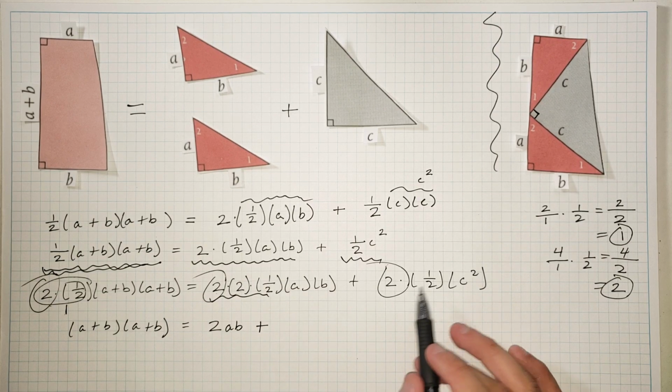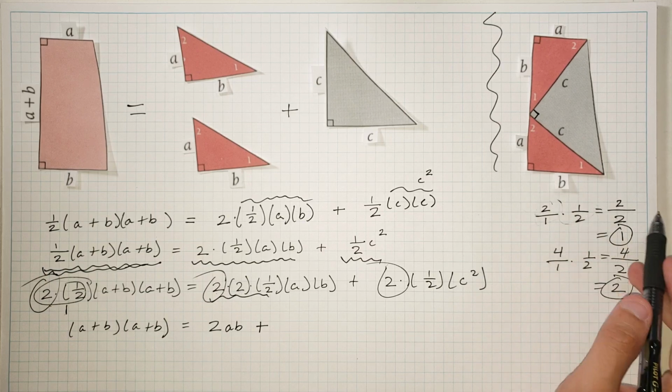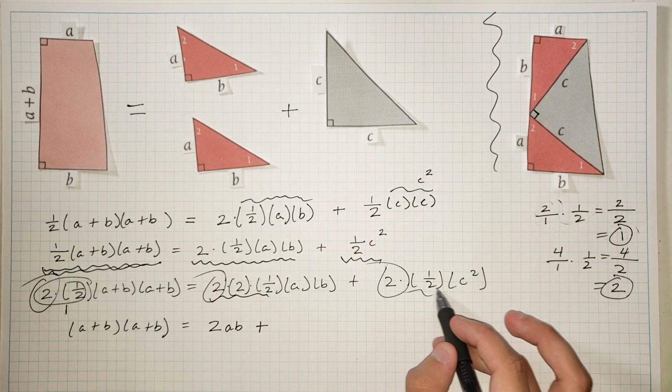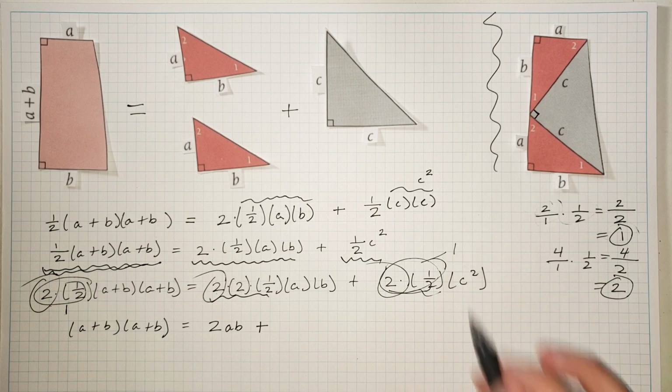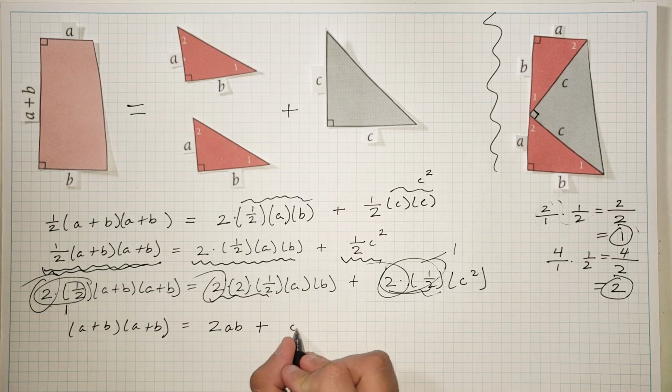plus 2 times 1/2, again, we have up here. 2 times 1/2 is 1. So this part just becomes 1. So we're just left with 1 times c squared. But 1 times anything is anything, so you just get c squared.